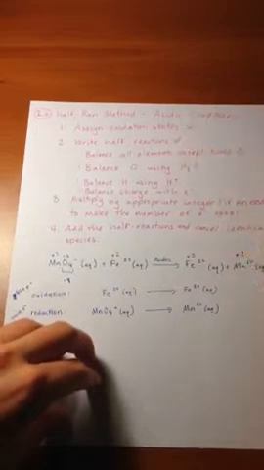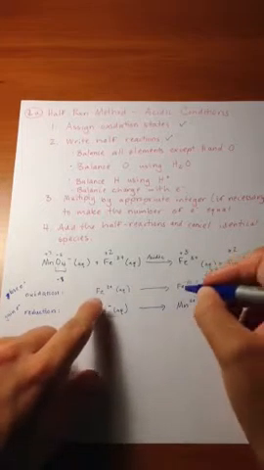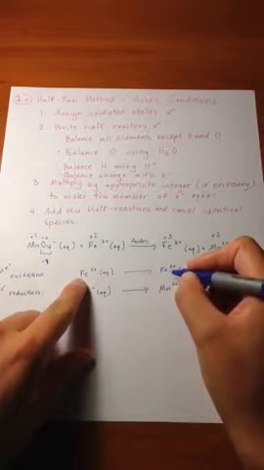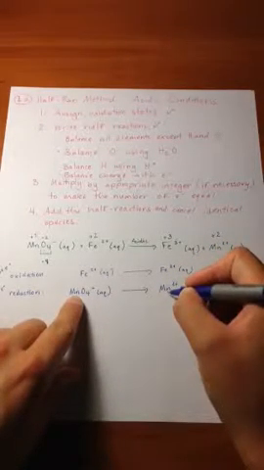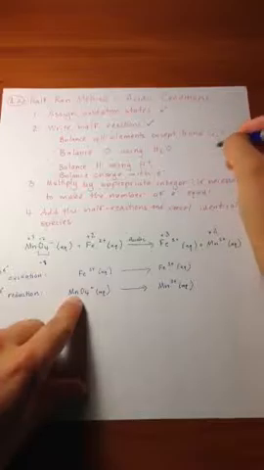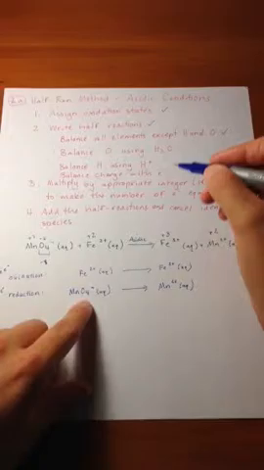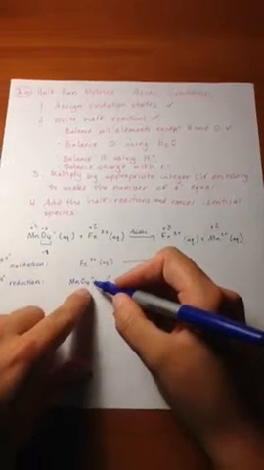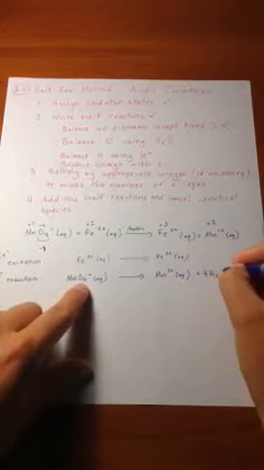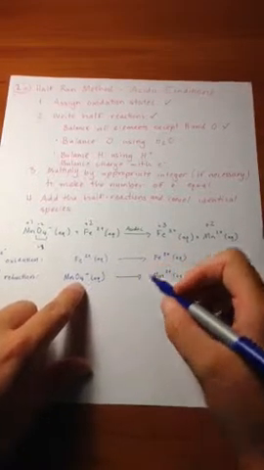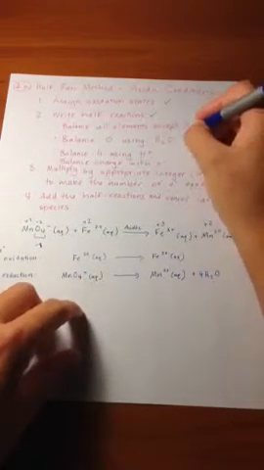Okay, so now we need to balance all of the elements except hydrogen and oxygen. Okay, so here we look good, 1 iron, 1 iron. Here we look good as well, 1 manganese, 1 manganese. Alright, so now let's balance our oxygen by adding H2O. So here we have 4 oxygens. So that means we should add 4 waters to the opposite side, because now we have 4 oxygens here and 4 oxygens here. This equation didn't have any, so we're good there.